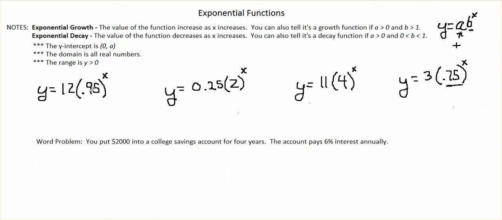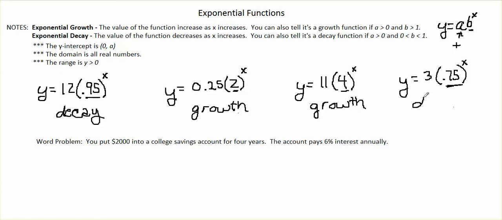So here, our b value, 0.95, is between 0 and 1, so this is a decay function. This guy right here, our b value is greater than 1, so it is a growth function. This b value here is bigger than 1, so it's a growth function. And then this b value here, 0.75, is between 0 and 1, so this one's a decay function.